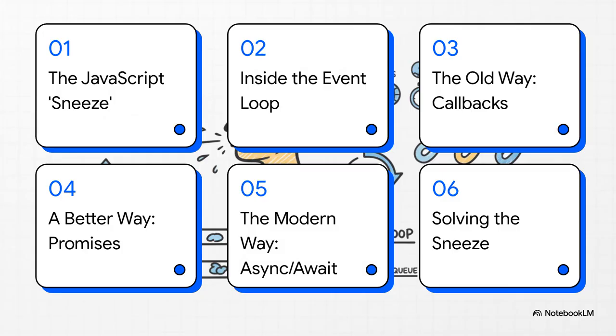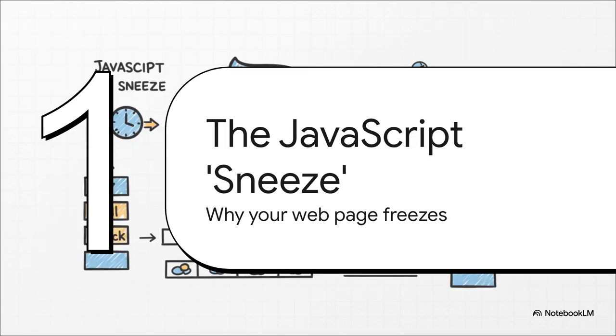So here's our game plan. First, we're going to really dig into what this sneeze is all about. Then we'll pop the hood and go right inside the engine room, the event loop. From there, we'll look at the old way of doing things with callbacks, then see how life got way better with promises. And finally, check out the modern async await syntax that makes it all feel kind of like magic. By the time we're done, you'll know exactly how to cure the sneeze for good. All right, let's dive right in.